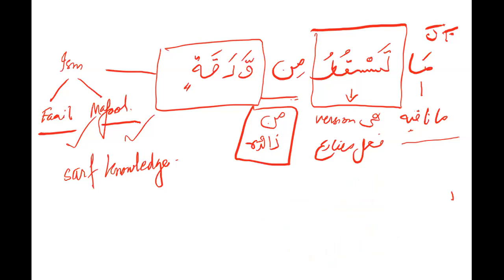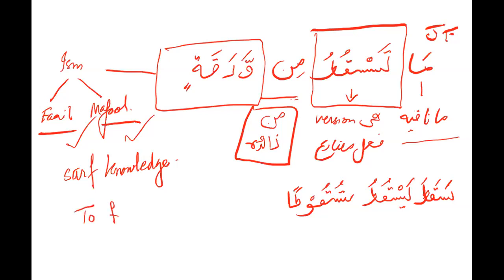In the beginning, I wrote sukutan. And what was the meaning? To fall. Right? Now, how do you decide about the fi'l, whether it is transitive? The first step is number one, add someone or something to it.